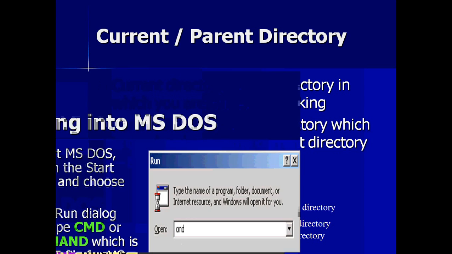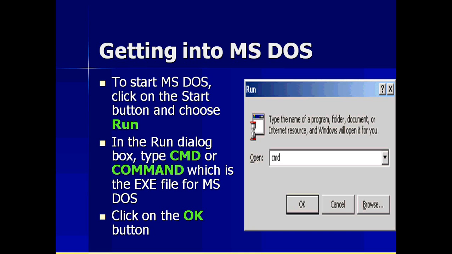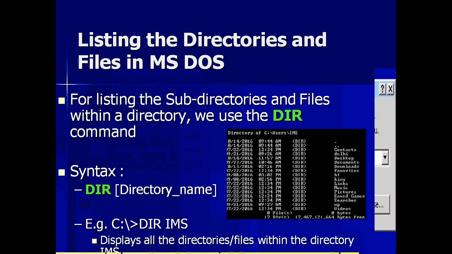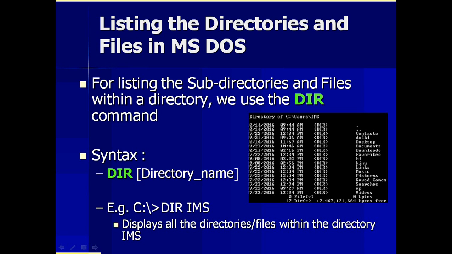Now go for the next. Now let's start MS-DOS. First go to the start button, open Run, type the command cmd and click on the OK button. Now we can see the disk operating system. This is your interface, the disk operating system.